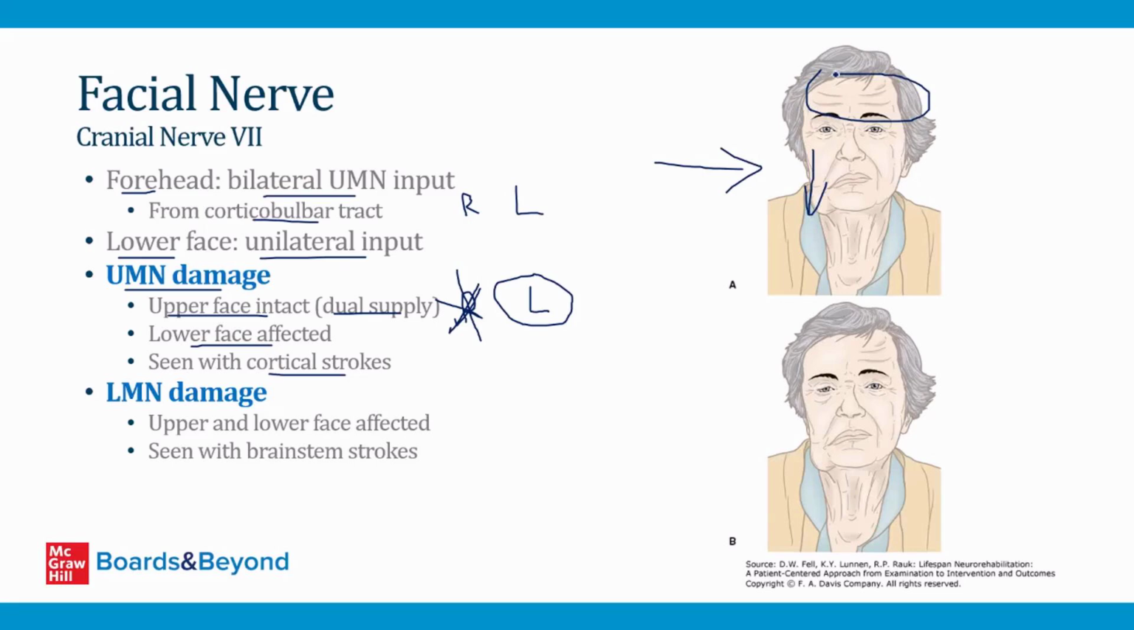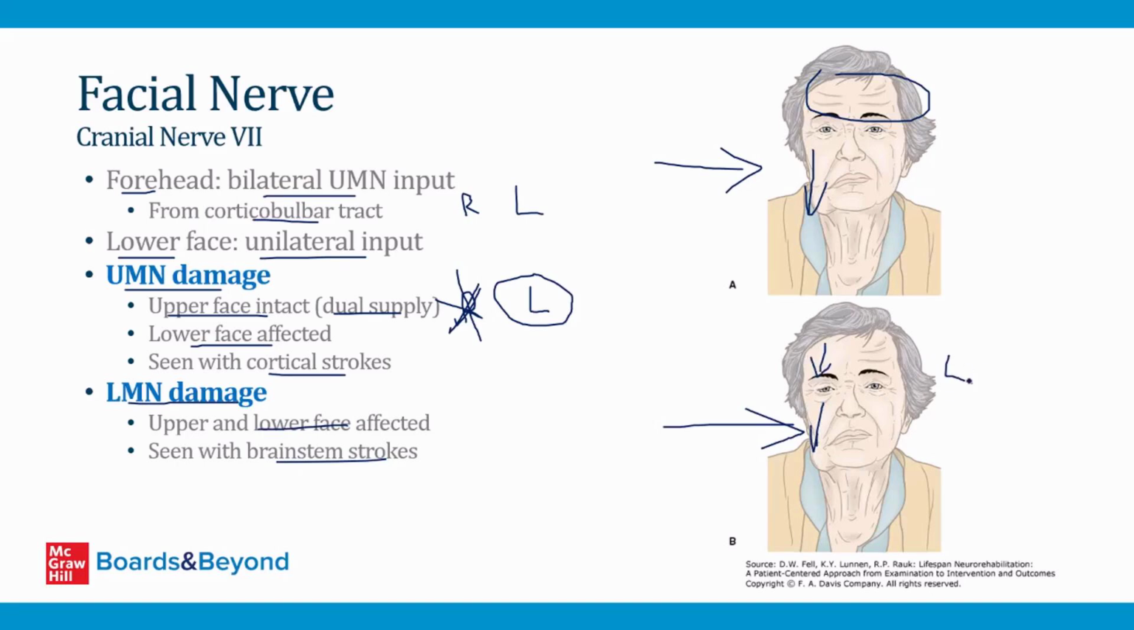that side is intact. In contrast, if you have lower motor neuron damage, for example, the facial nerve nucleus in the brainstem gets damaged, then you're going to lose innervation to the entire face, the forehead included. The upper and lower face will be affected. This is what you see with brainstem strokes. And that's what's depicted here. This person has droop of the lower face and also droop of the forehead on the same side.